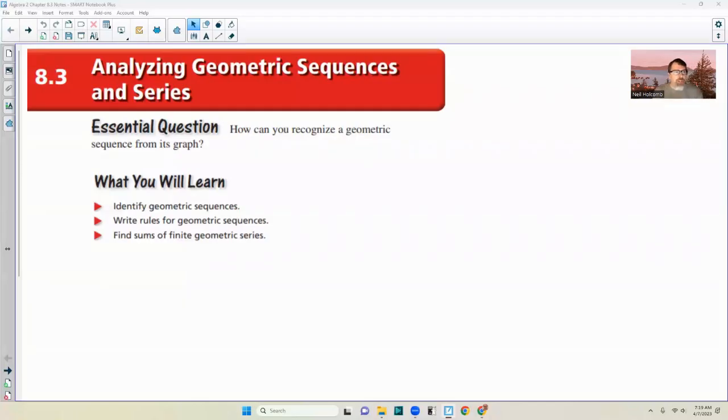Okay, this is chapter 8.3, analyzing geometric sequences. We just did arithmetic sequences in series. Now we're switching to geometric sequences in series. So we'll find out what the difference between a geometric and an arithmetic is.